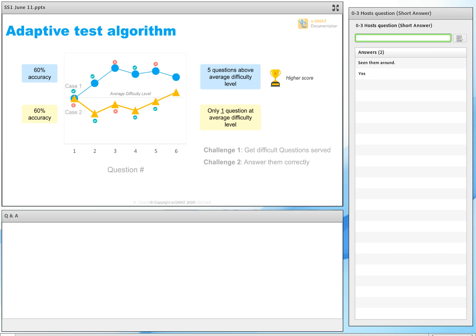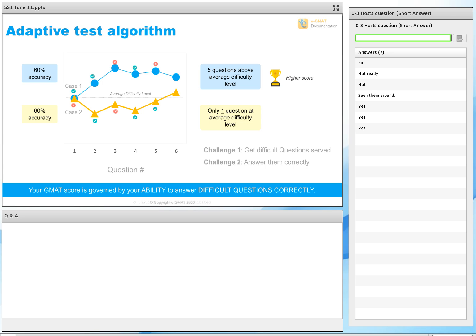Seen them around, yes. And the bottom line is, when you ask a question such as this in the context of the GMAT, it's very difficult to answer. Why? Because I don't know what difficulty level of questions you have attempted over there. So worrying about just accuracy in the context of the GMAT is not a great idea. And tracking your progress just through accuracies is not a great idea.